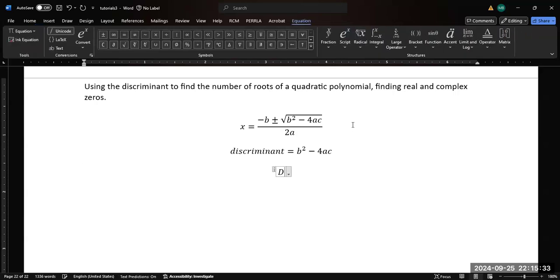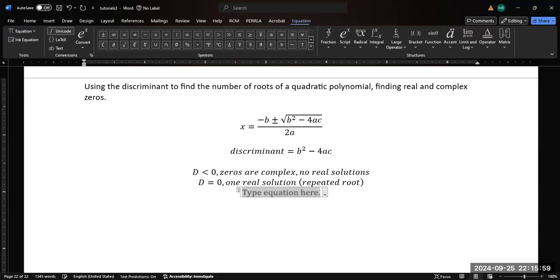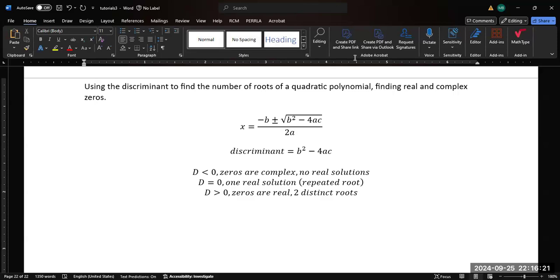Now, essentially, if the discriminant is less than 0, then the zeros are complex and there are no real solutions. If the discriminant is exactly equal to 0, then there is one real solution and the root is repeated. And so if you factor it, you get a perfect square solution. And if the discriminant is greater than 0, the zeros are real and there are two distinct roots. Now they may be messy roots that are irrational, but nonetheless, they are real.